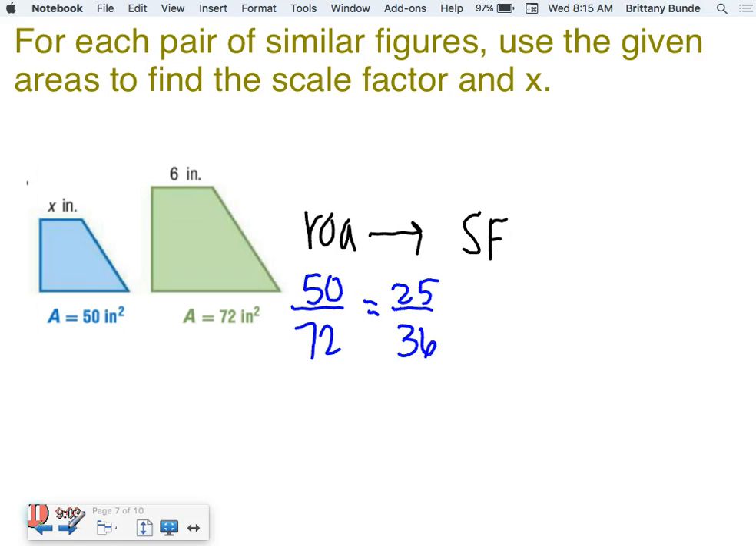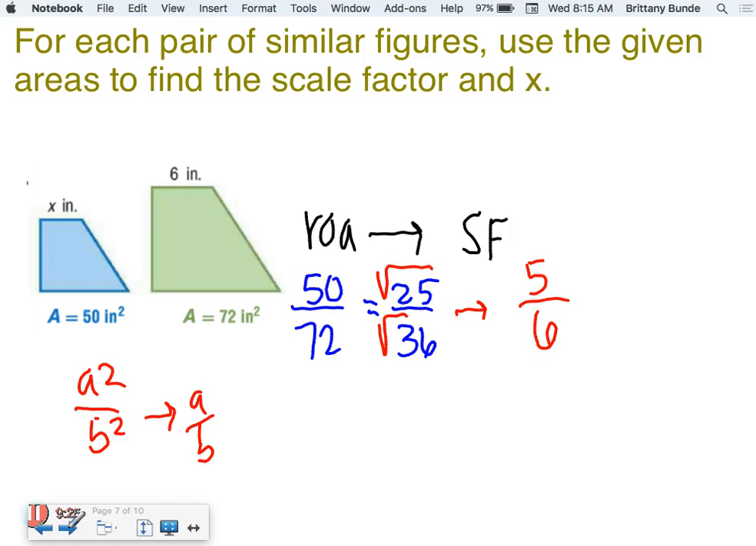Right now we are at a squared over b squared, and I want to get to a over b. So how am I going to undo the squared? Square root. Yeah, take the square root, and that will give us our scale factor. So square root of 25, 5. Square root of 36, 6. Beautiful. Okay, so we found our scale factor.